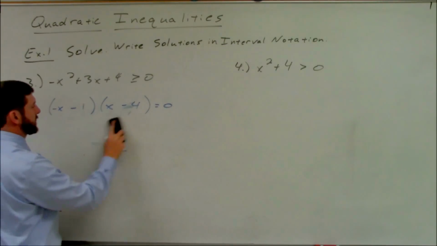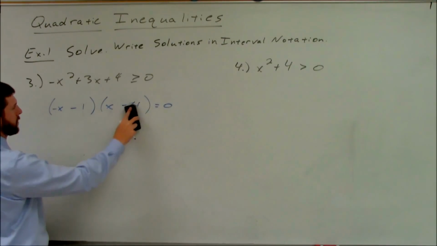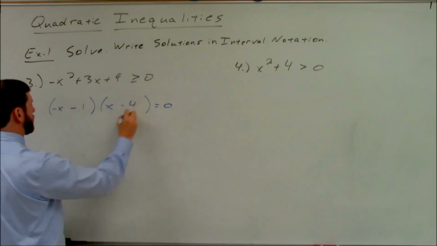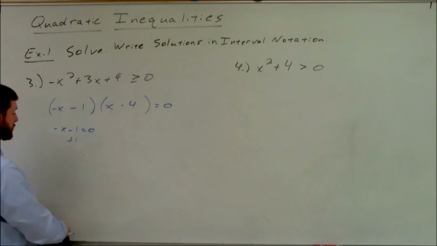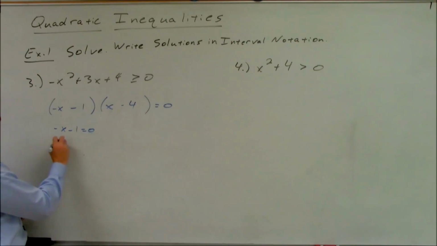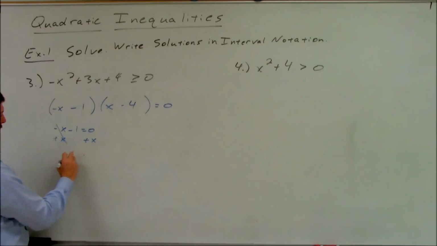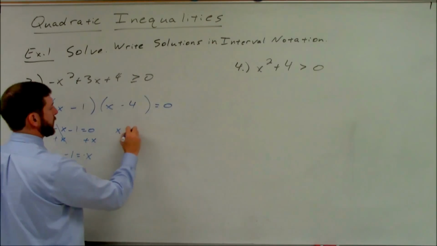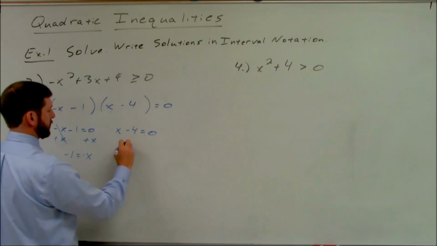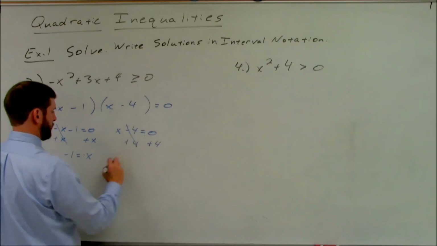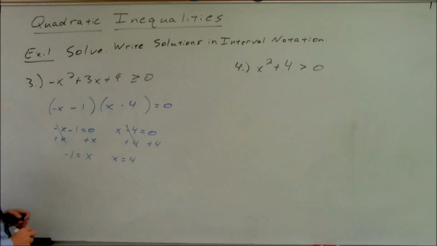We then go through, set each factor equal to 0. So negative x minus 1 equals 0, move your 1. Actually, you can just move your x. So negative 1 equals x. x minus 4 equals 0. Move your 4. So x equals 4.